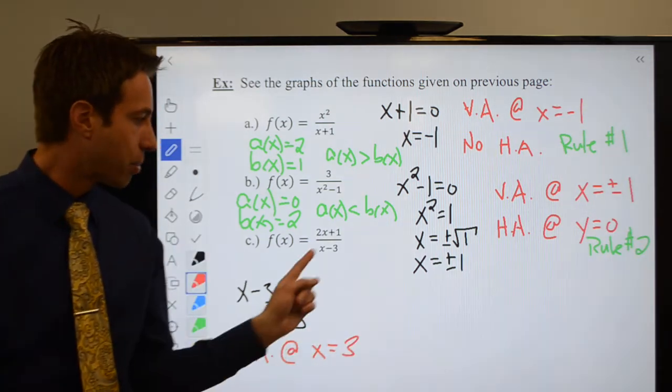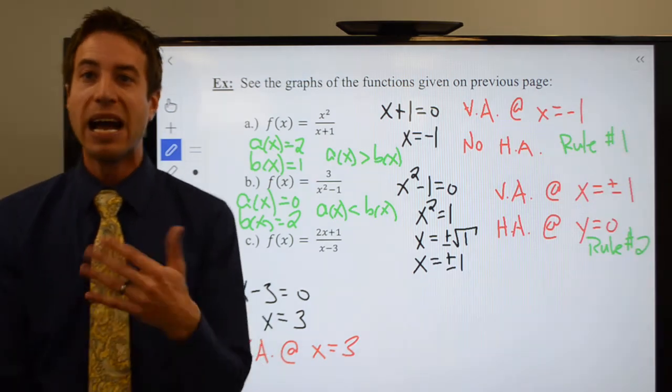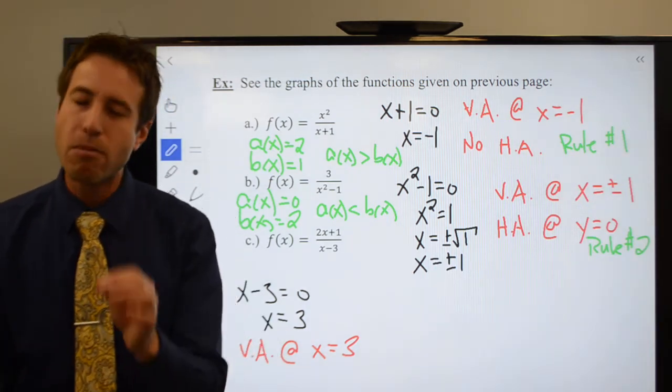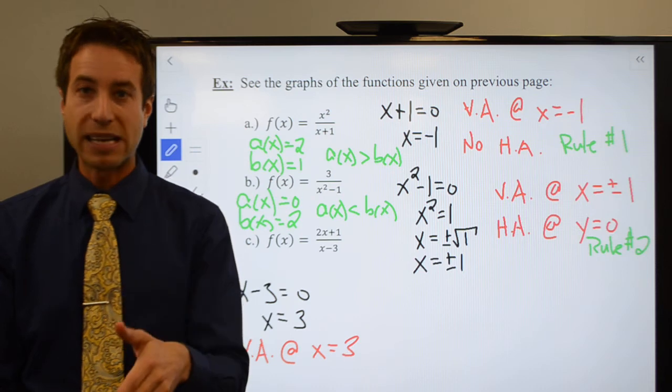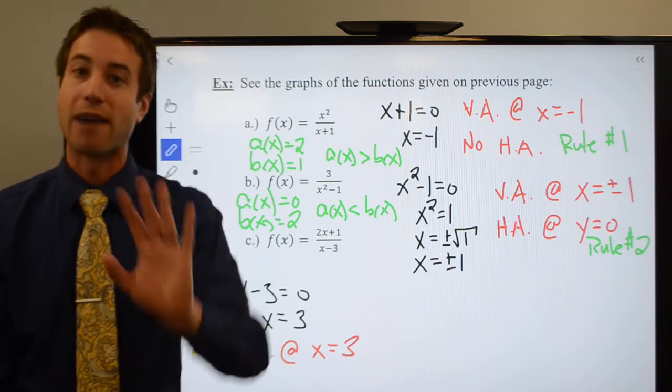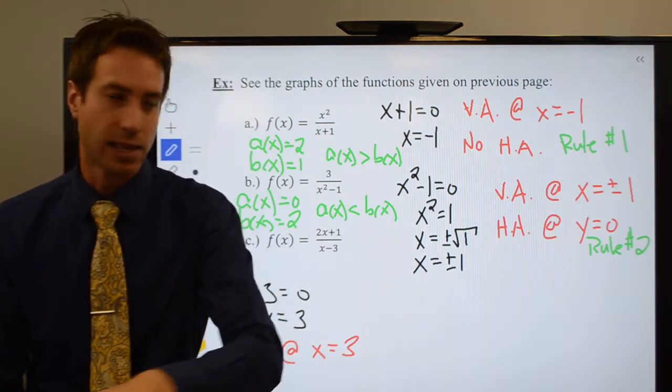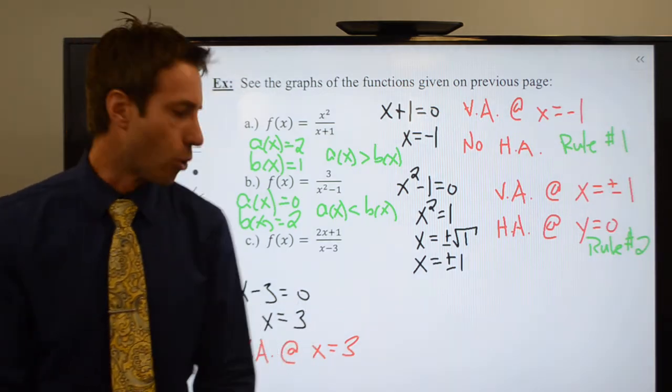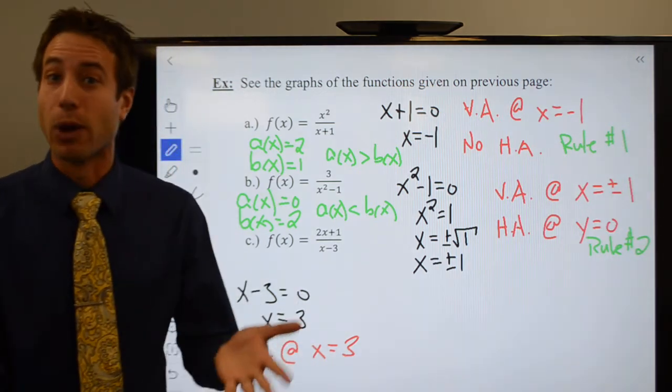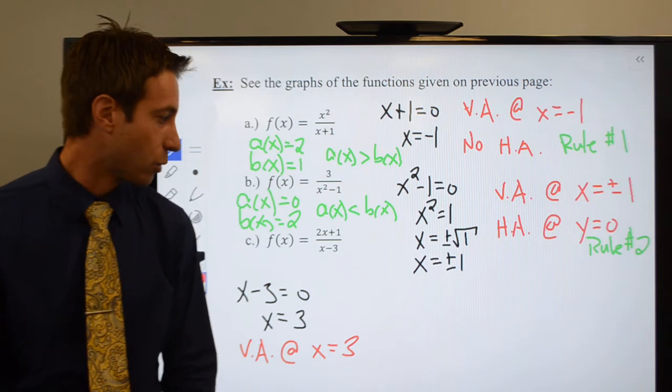Why? Well, because if I plug in a 3, that'll give me division by 0. And in almost most cases, division by 0 will give you a vertical asymptote on the graph. We'll talk about when it doesn't and what you'll do at that point. But in this case, it will. It'll be a vertical asymptote at x equals 3.